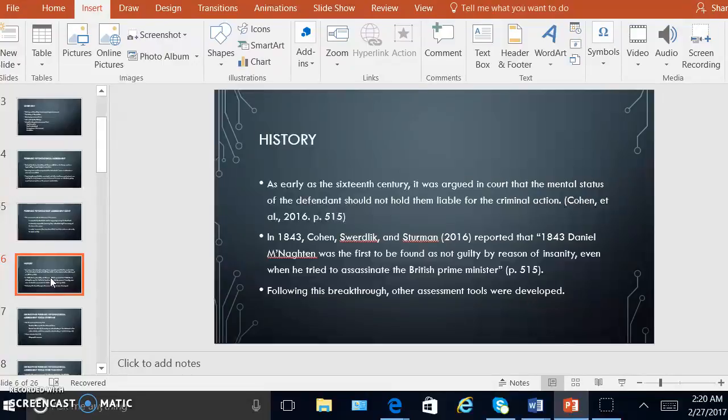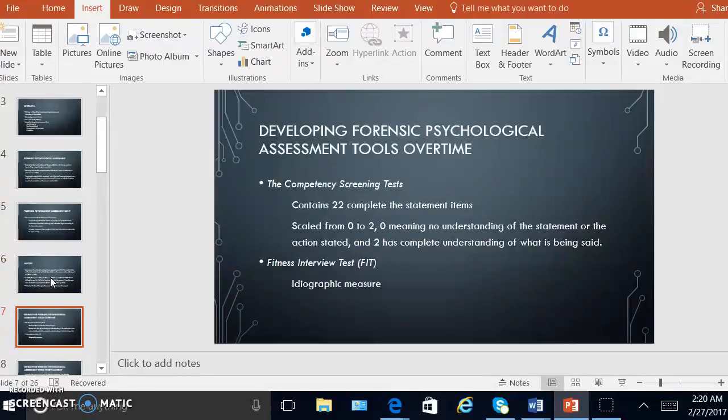historical day in the courts, as Daniel Knott was the first to be found not guilty by reason of insanity, even though his crime was that he tried to assassinate the British Prime Minister. Following this breakthrough, of course, other assessments have been developed over time.